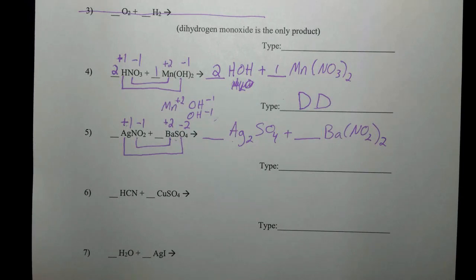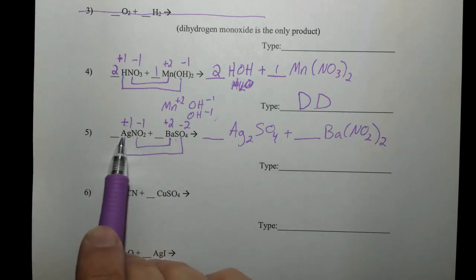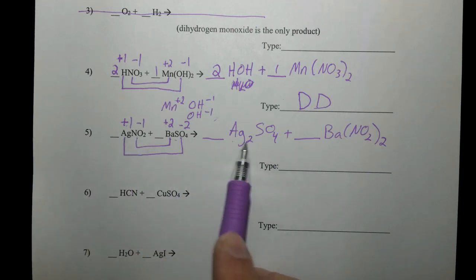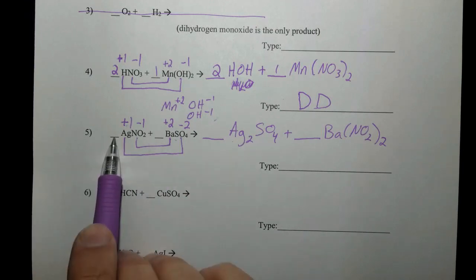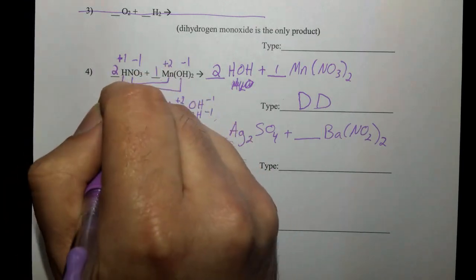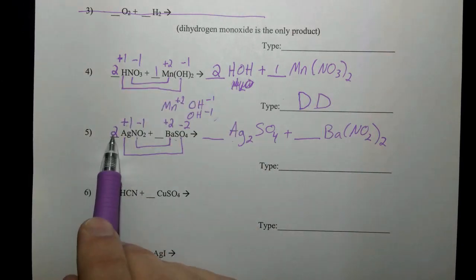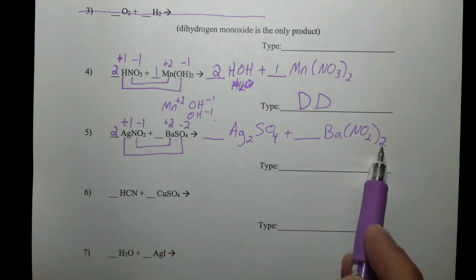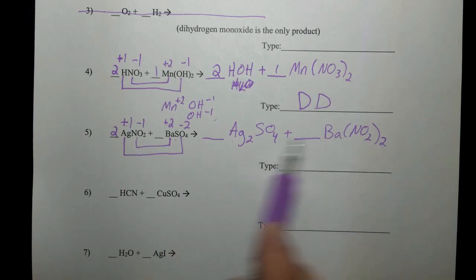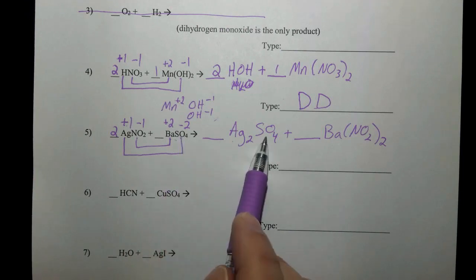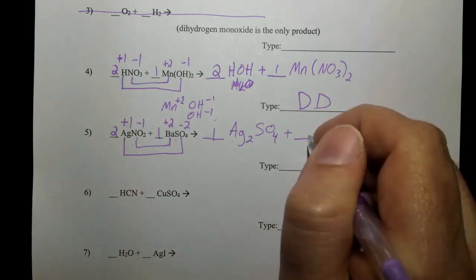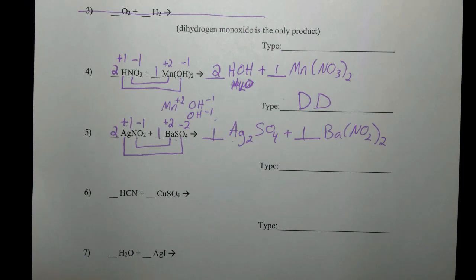Is it balanced? Nope. How many silvers do we have here? How many silvers do we have here? Uh-oh. So what needs to be here? Put a 2 here, and that fixes the silvers, but now I've got how many NO2s? 2, but how many do I have over here? Good. 1 barium, 1 barium, 1 SO4, 1 SO4. Everything is good. What type of reaction? Yep.